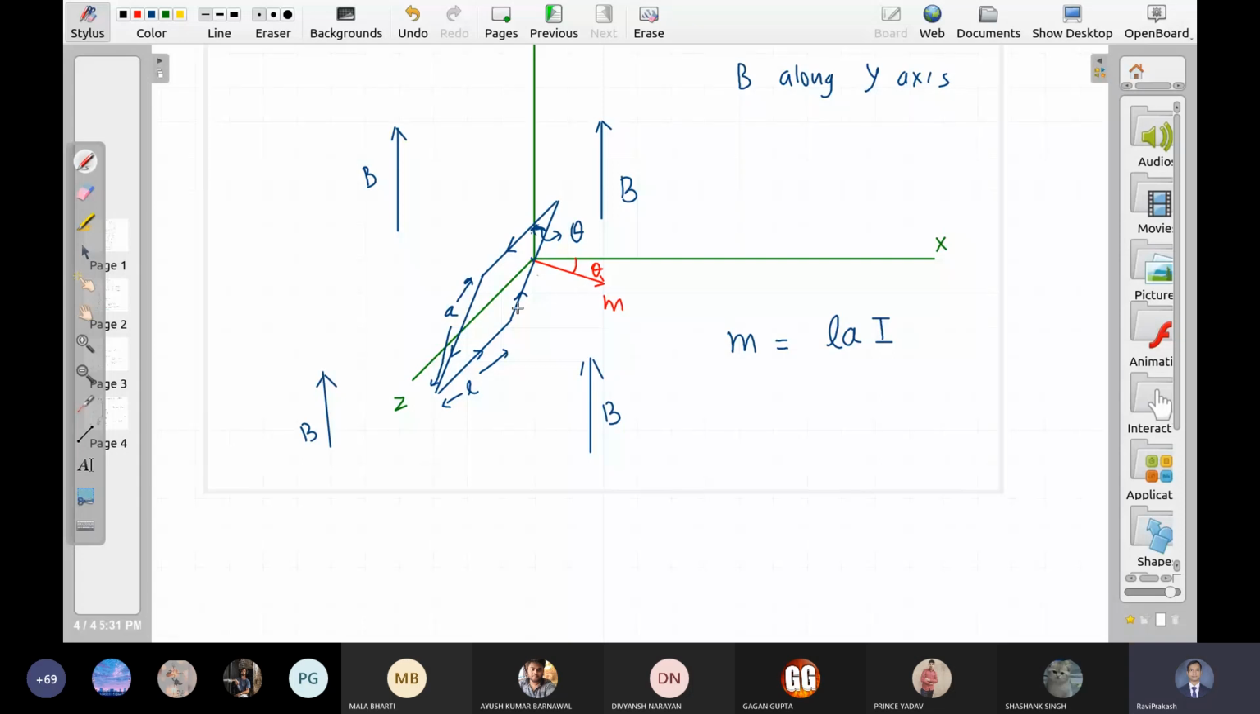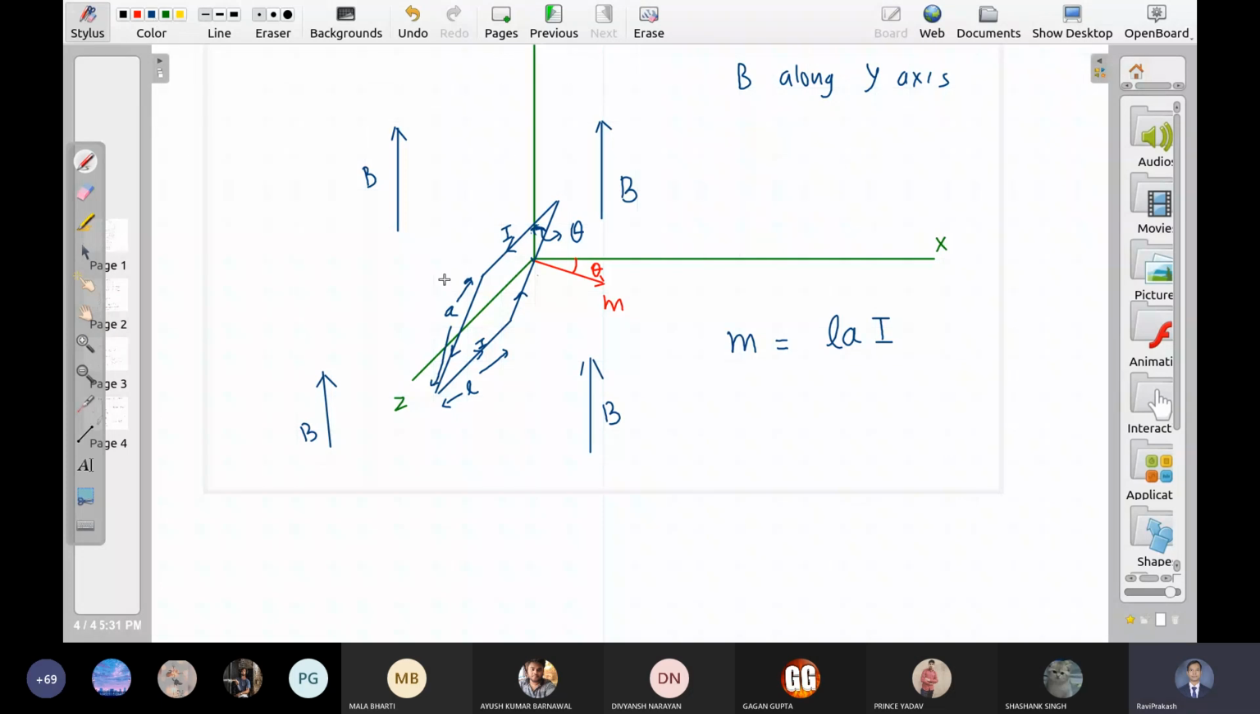Now this loop has 4 sides, and in all 4 sides equal current I is flowing. How much is the force on each wire? हर एक वायर पे कितना फोर्स लग रहा है? IBL. So what is the direction of the force? Force की direction क्या होगी?